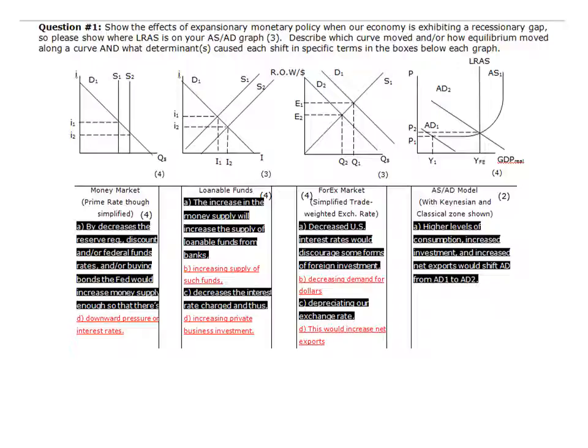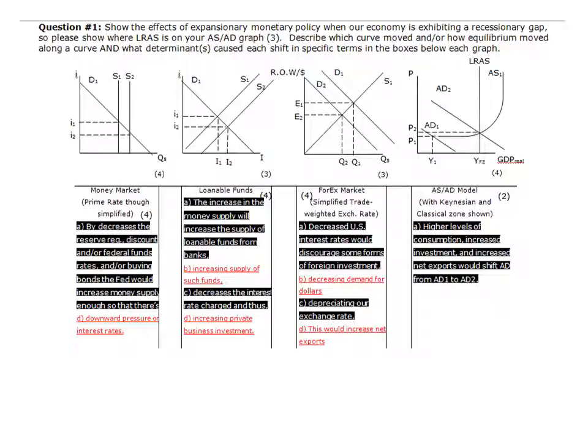We start at the far left with the money market. Now first, before we go into the money market, let's remember that we're dealing with the recessionary gap. The recessionary gap is shown on our far right in the SAD model, where we see that Y1 is to the left of YFE. More on that later.